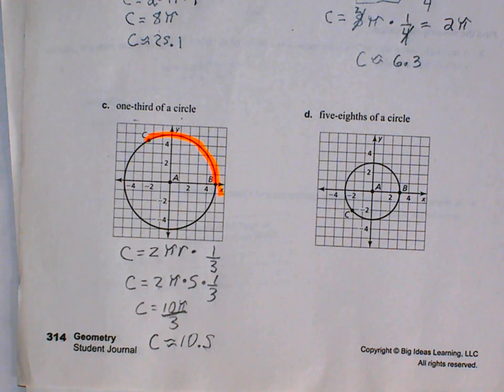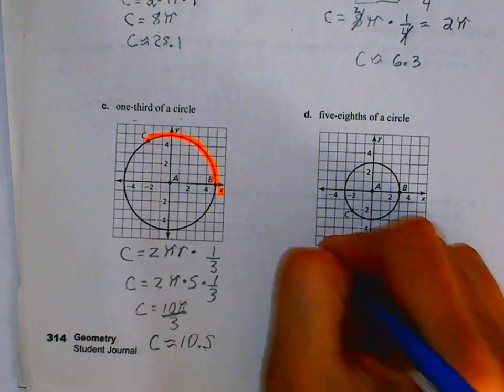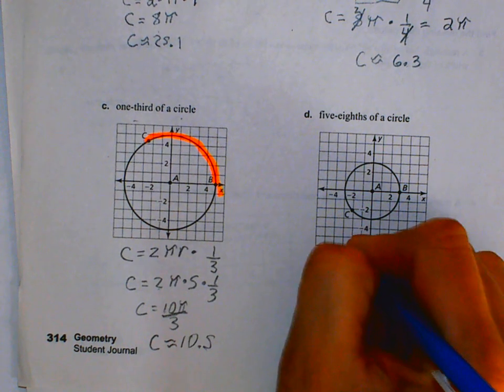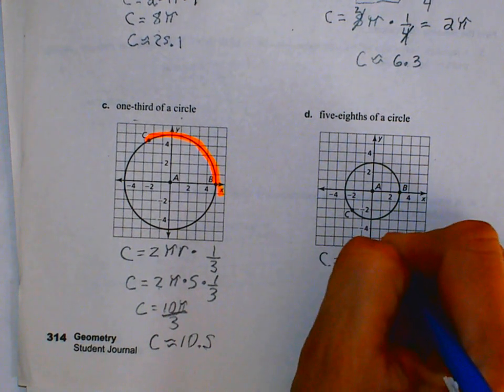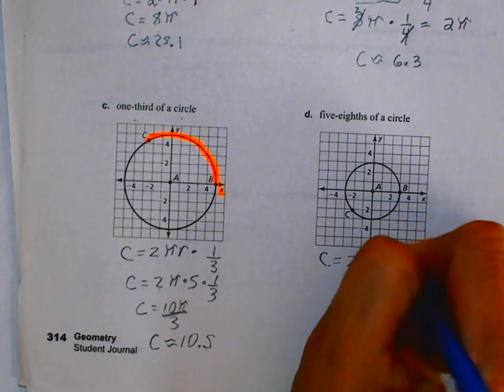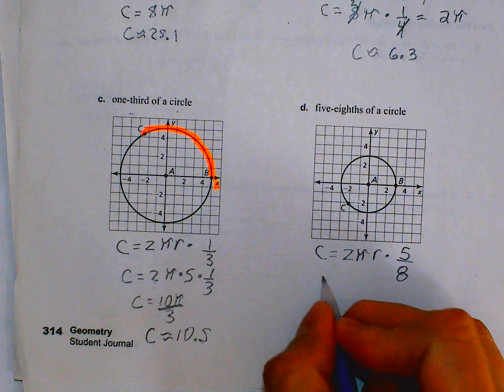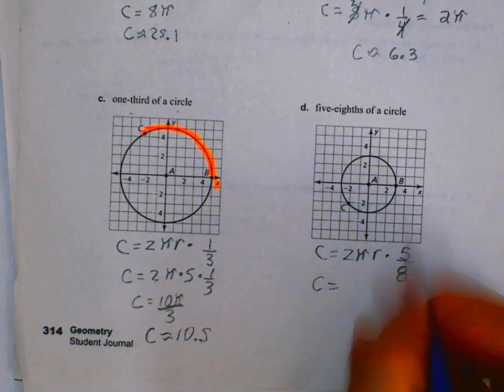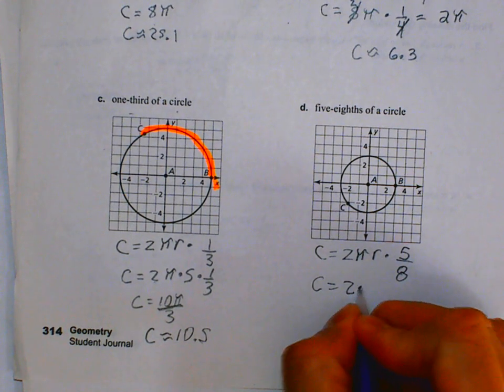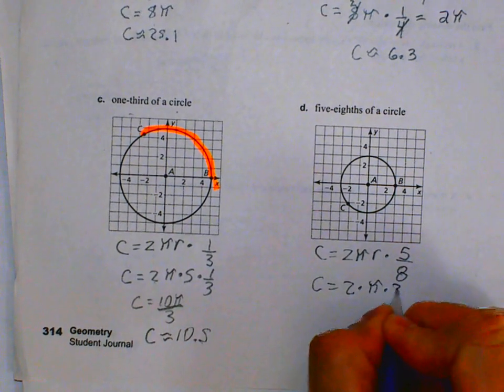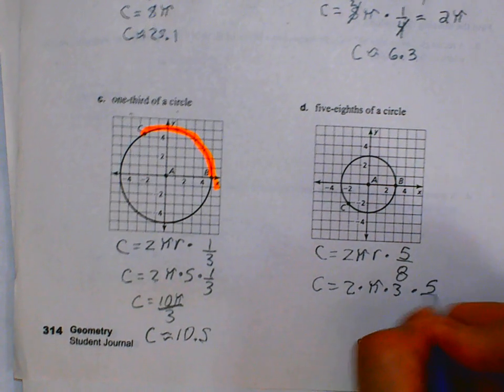Now, in the last part here, they want us to do 5/8. So the process is exactly the same, but instead 5/8. So the radius of this circle happens to be 3. 2 pi times 3 times 5 over 8.